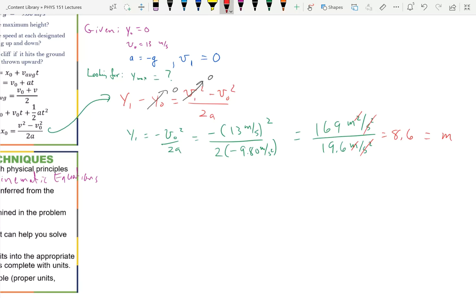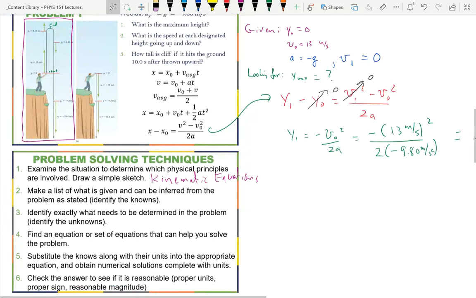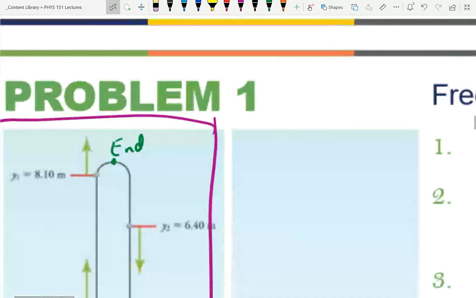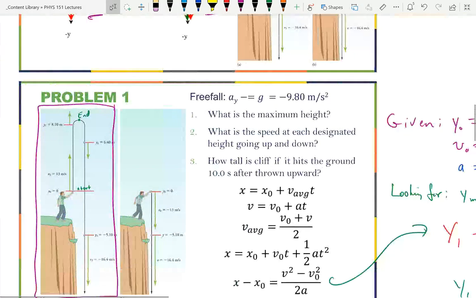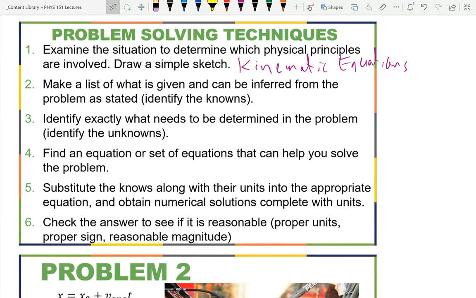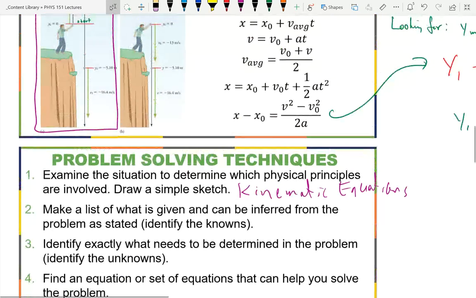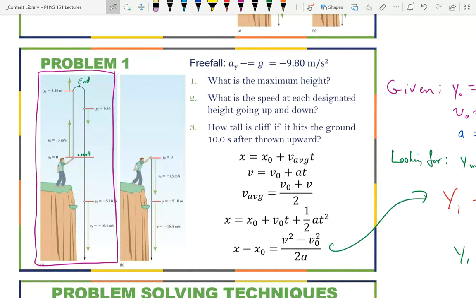Okay, so now we found its maximum elevation. Does that number make sense? If I look back at the picture, at position one here, it was at 8.10 meters. So it had to be bigger than 8.10 meters. So yeah, that probably makes sense to me. And that was the last thing: make sure it's all reasonable. You have the right units and the right sign. Okay, problem one done.